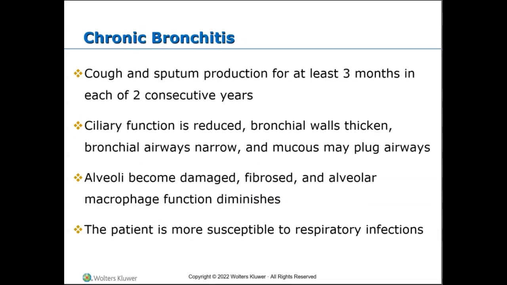Okay, chronic bronchitis. One of the differences between acute bronchitis and chronic bronchitis: patients can have an acute bronchitis event where they go into their doctor with an episode of cough and sputum production, where their ciliary function is reduced and their bronchial walls thicken, and they get narrowed bronchial airways and mucus plugs, and they're having problems with all of that, right? So the doctor or provider will treat the patient for that acute event. Then a couple of years later, they'll have another acute bronchitis event.